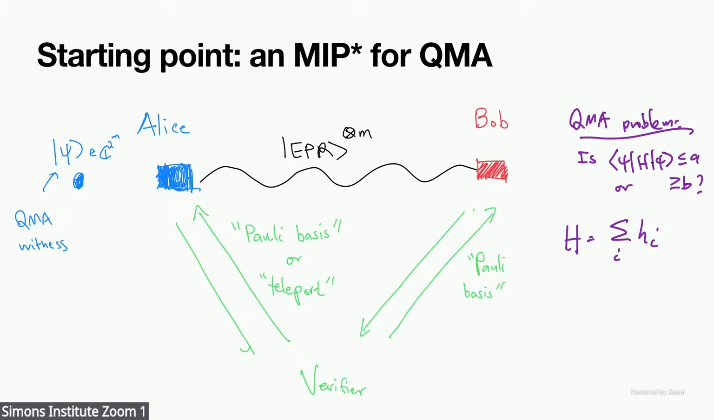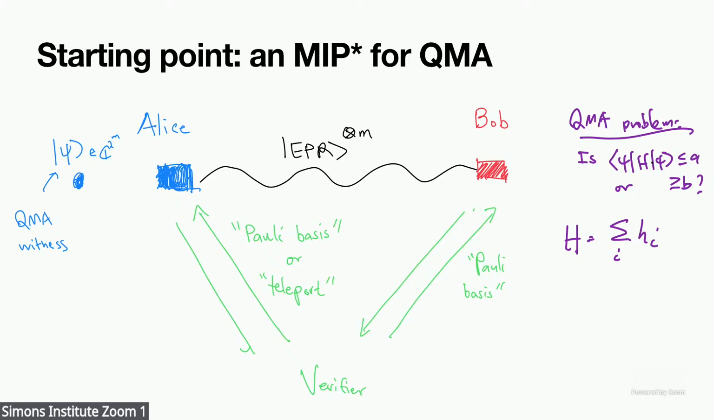I give you a local Hamiltonian, which is a sum of a bunch of terms. Let's say each term could even be a tensor product of Pauli operators. And I want to ask, is there a state where the energy of this Hamiltonian is below some threshold A, or is it above some threshold B for all states? That's the local Hamiltonian problem. So I'm going to claim that this can help me decide the local Hamiltonian problem.